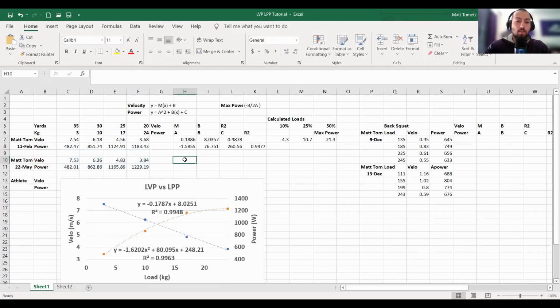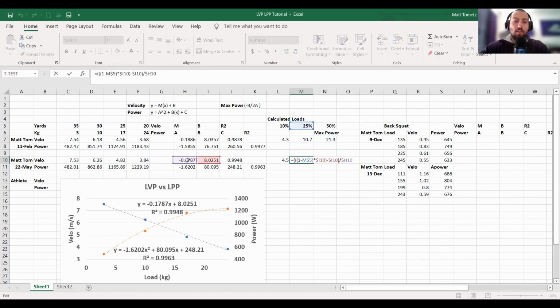Okay. So now all I'm going to do is retype those numbers. Negative 0.1787, 8.0251, and 0.9948. Next, negative 1.6202, 80.095, 248.21, and 0.9963. So I just retyped those equations into my slots, right? MBR squared, ABCR squared. And with this equation, I can just boom, copy, paste, and see how this stayed the same, but this moved down because of the money signs. Okay. So the purple and the red moved down, but the blue stayed the same.